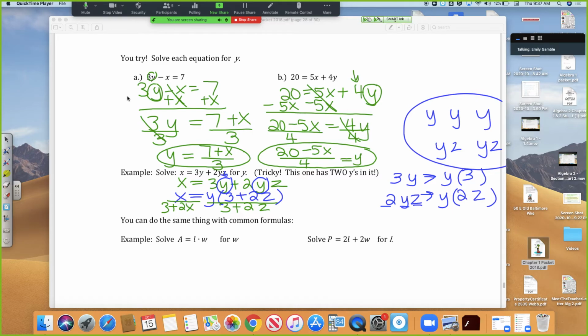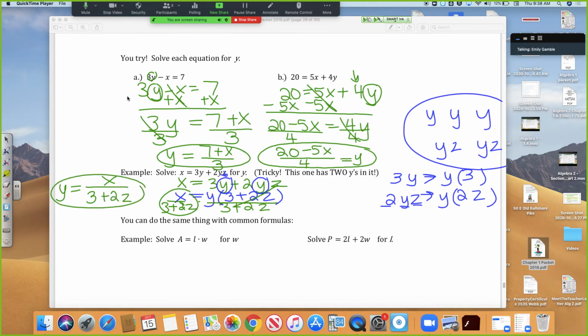So we're going to divide, oops, I keep writing 2x. This should be a 2z. So we're going to divide everything by 3 plus 2z. When I divide by 3 plus 2z, those cancel right there. And then this answer right here is going to be our final answer, which is weird. The answer is y equals x over 3 plus 2z.